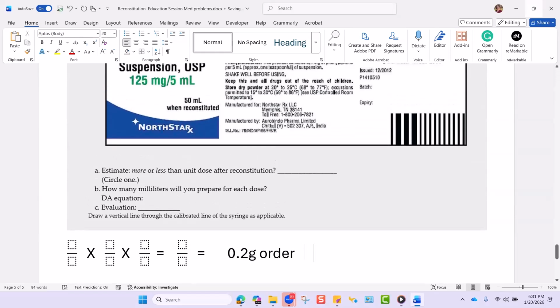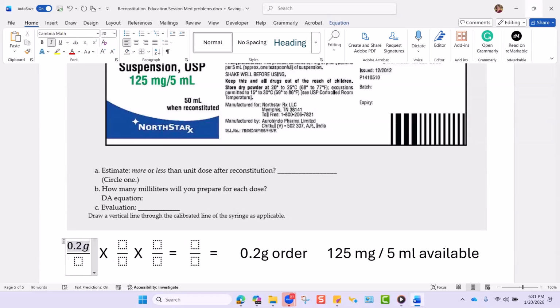And we have 125 milligrams in 5 mLs is the available. All right. Start with your order, 0.2 grams. Isn't it great that we use the same equation for all of it?